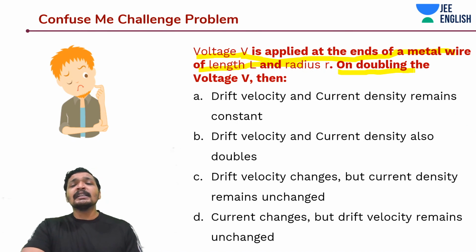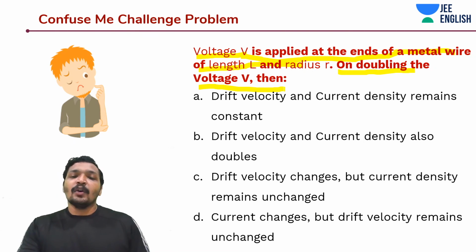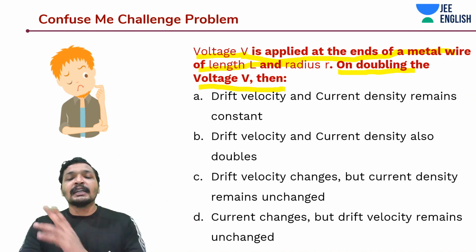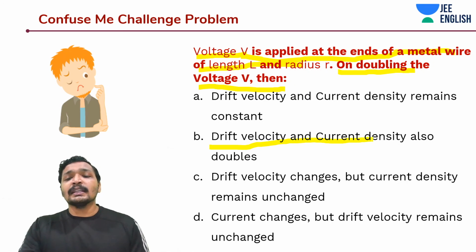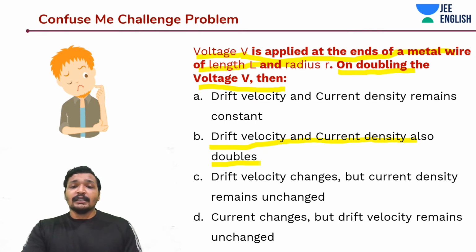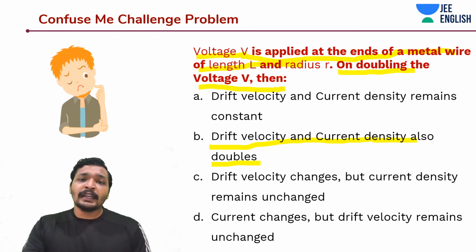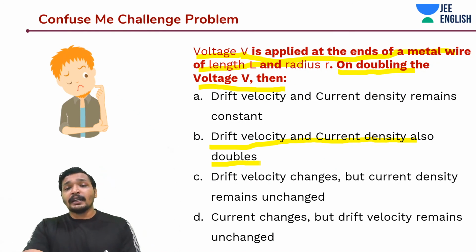On doubling the voltage, what is happening here? If you double the voltage, what is going to happen to the drift velocity and current density? They would also double, won't they? They won't remain constant. You have given more electric field, so they would attain a greater drift velocity, and that greater drift velocity is directly proportional to voltage.